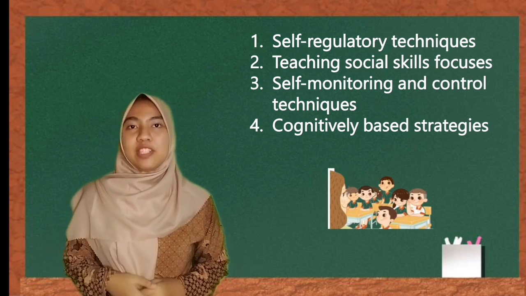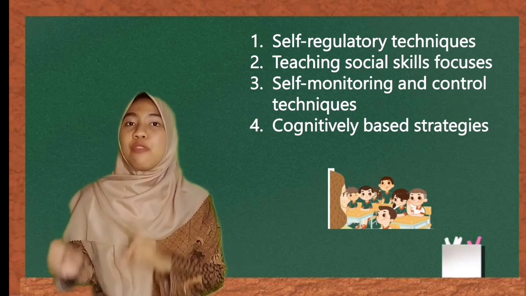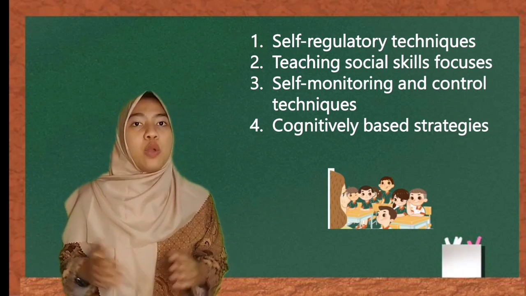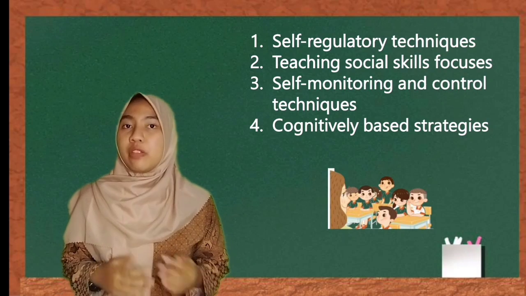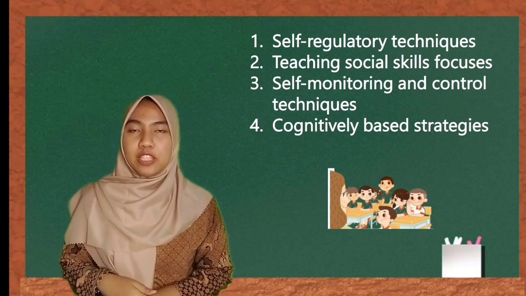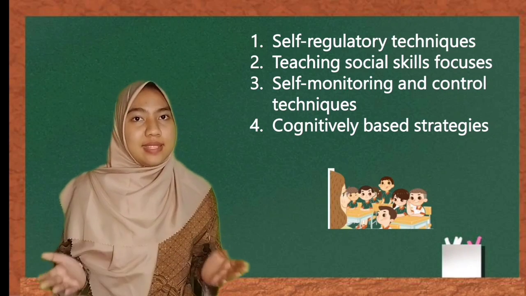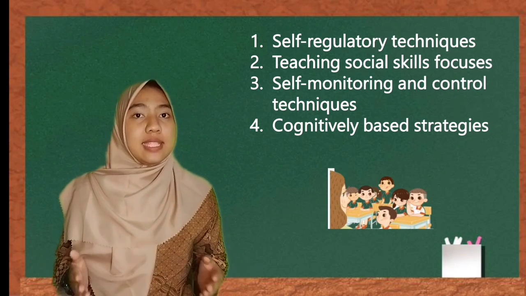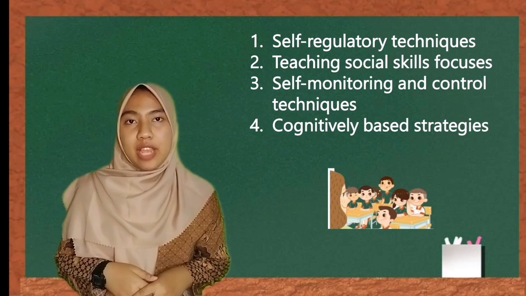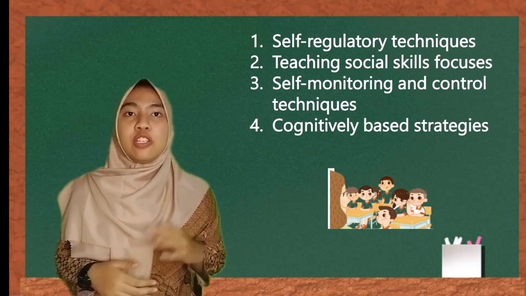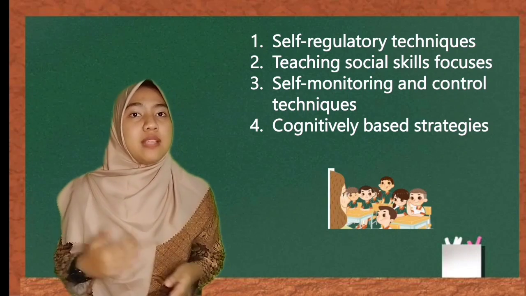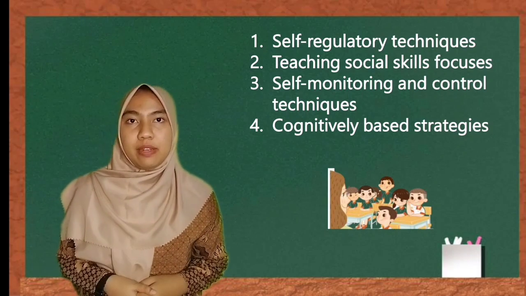Okay, now it's about research and theory. There are 4 elements that I'm going to explain to you. The first one is self-regulatory techniques, which range from increasing competence in specific academic areas to increasing classroom participation. The second is teaching social skills. This skill focuses on providing students with strategies for controlling how they react to their peers. Research also shows that this ability is related to students' attitude, their peers' attitude about them, and academic achievement.